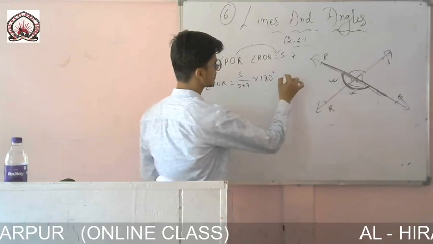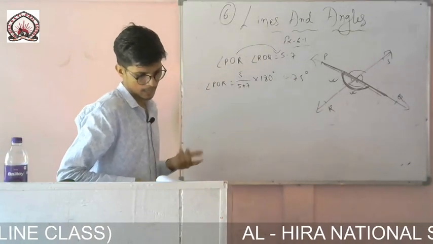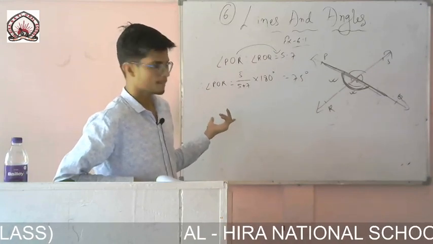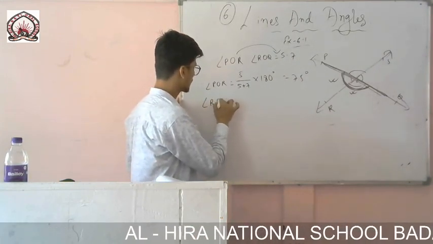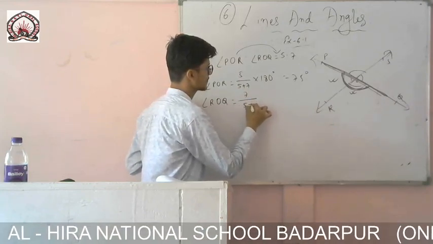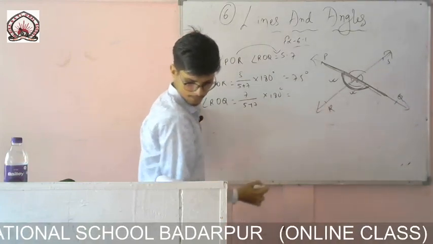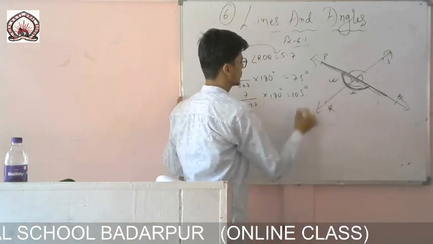What is the answer given? It came 75 degree. So it is okay. Next one it is given 105 degree. Okay, and ROQ came how much? ROQ will be equals to 7 by 5 plus 7 into 180. So it came how much? It came 105 degree. It is given in your book.